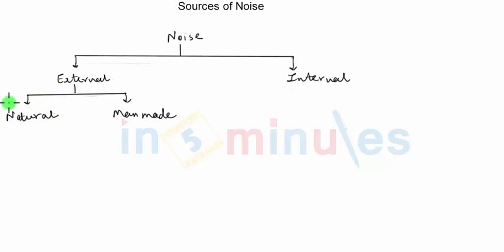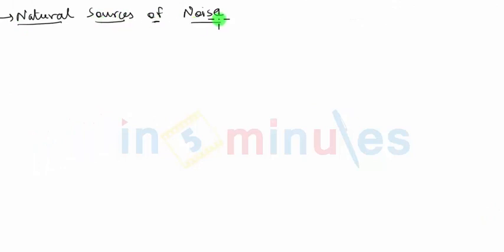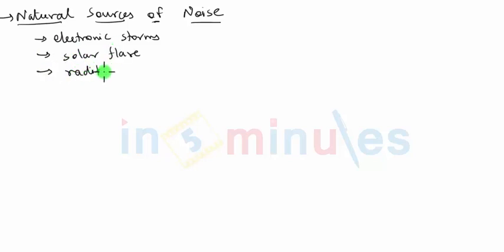External noise can be further divided into natural noise and man-made noise. Let us quickly go through natural external noise sources and then man-made sources, and then we will go through variety of noise sources under internal noise. Let us discuss natural sources of noise. The natural phenomena that give rise to noise are electronic storms, for example, solar flares, radiation that takes place in space, etc. The noise received by the receiving antenna from the natural sources can be reduced by repositioning of the antenna. So if I change the position of the antenna, I may reduce the amount of noise that comes from either solar flares or radiation in space, etc.